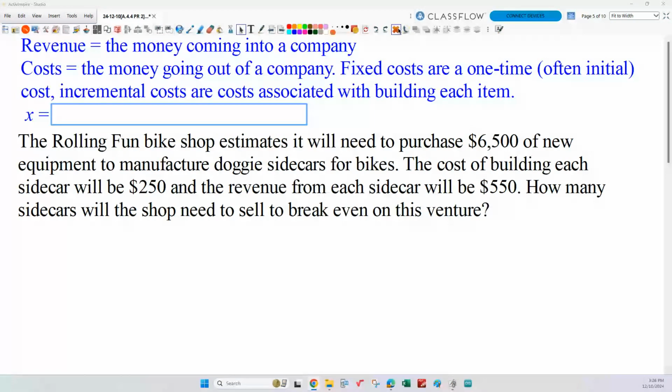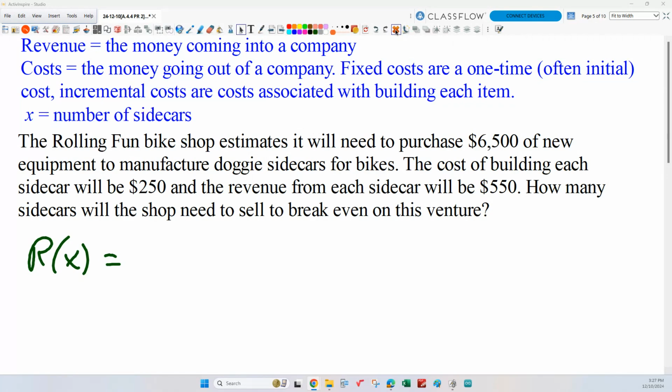So let's come up with a revenue function. What's my revenue function going to be? How much money are we taking into the company? Well, first of all, they want to know how many sidecars we have to sell to break even. What's our only independent variable going to be? What's the one thing that we can control here? The amount of cars, right? So X, our variable, is just going to be the number of sidecars that we build and sell, right?